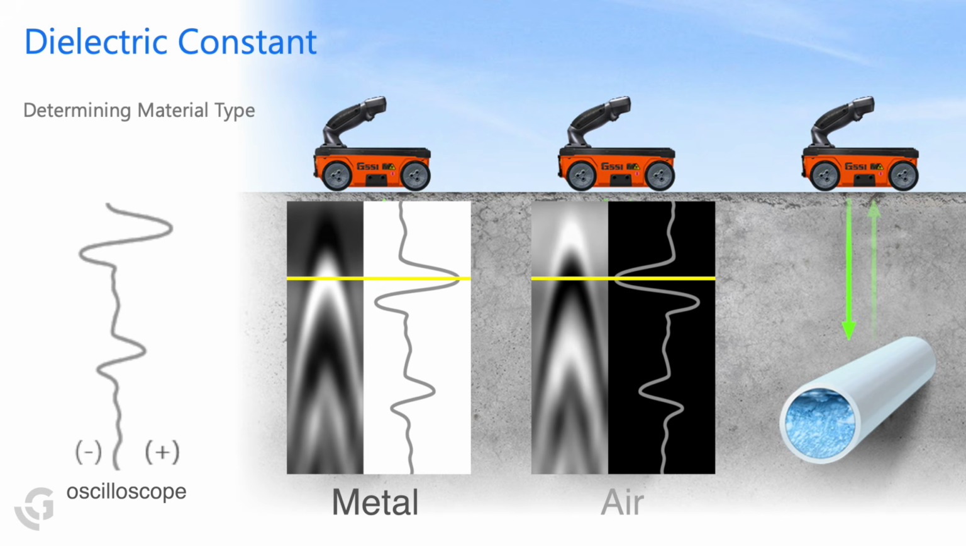Looking at our oscilloscope, everything checks out as the oscilloscope goes to the left, indicating a negative amplitude. Lastly, let's look at a PVC pipe with water in it.